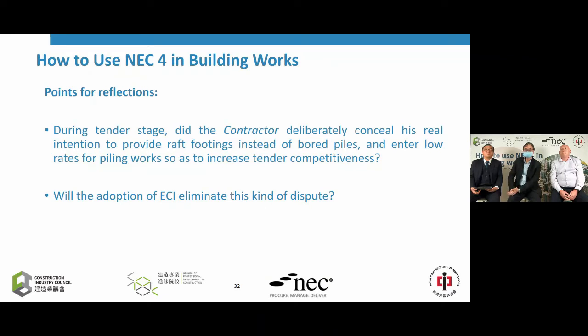The first one: is it a likely scenario that during the tender stage, the contractor already considered the use of a non-piled foundation instead of the piled foundation as shown in the reference design, but he just deliberately concealed his real intention and submitted a schematic design based on the piled design and tried to enter some low rates so as to increase the competitiveness of his tender. And then when he was awarded the tender, he would propose to change the design from the bored piling one to a non-piled foundation. Now, my second point is, if we adopt the ECI, will this eliminate that kind of dispute?